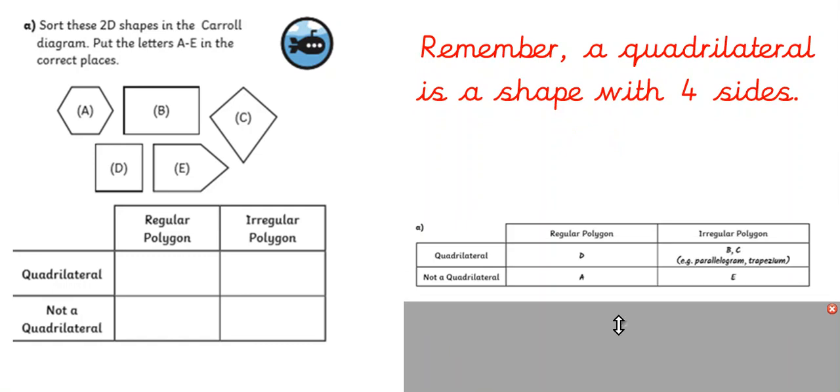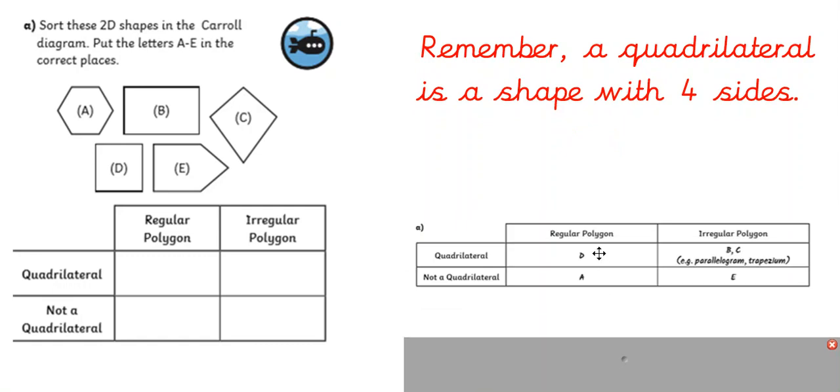Let's have a look then, shall we? So, quadrilateral and regular polygon would be D because it's a square, so it's got all lengths and all angles equal. Quadrilateral and irregular polygon would be B and C, because you've got a rectangle and your kite. This here is quite an awkward one because at first glance it does kind of look like it might be all equal. But if you can see, these two lengths here are slightly shorter than the other two, and your angles are slightly different. Well done if you got those two.